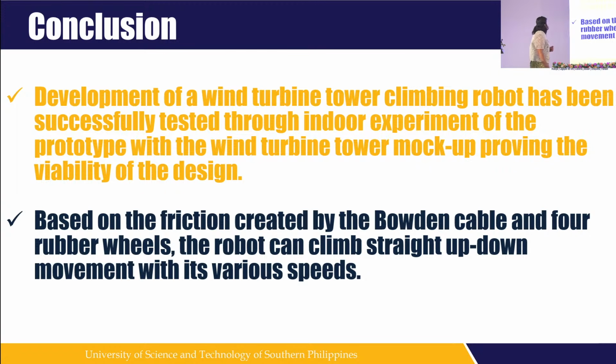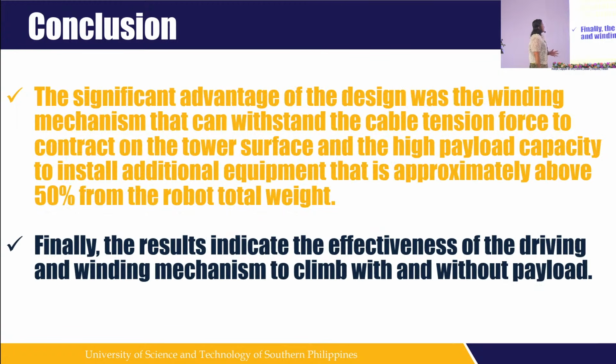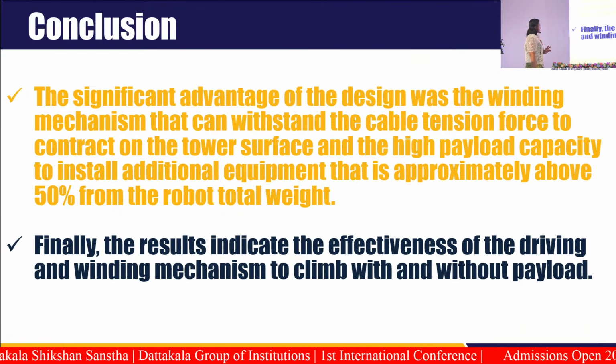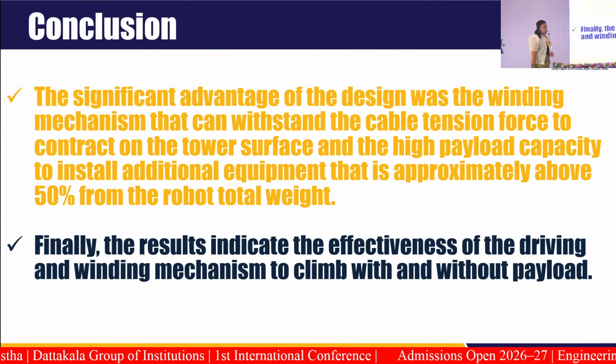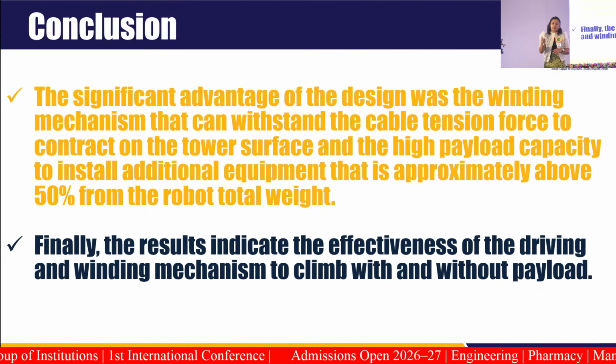So, second, based on the friction created by the Bowden cable, using a cable, then the 4 rubber wheels, the robot can climb straight up and down with various speeds. And the significant advantage of the design was the winding mechanism that can withstand the cable tension force to contract the tower surface, and the high payload capacity to install additional equipment, approximately above 50% of the robot's total weight. That is around 3.5 kg.